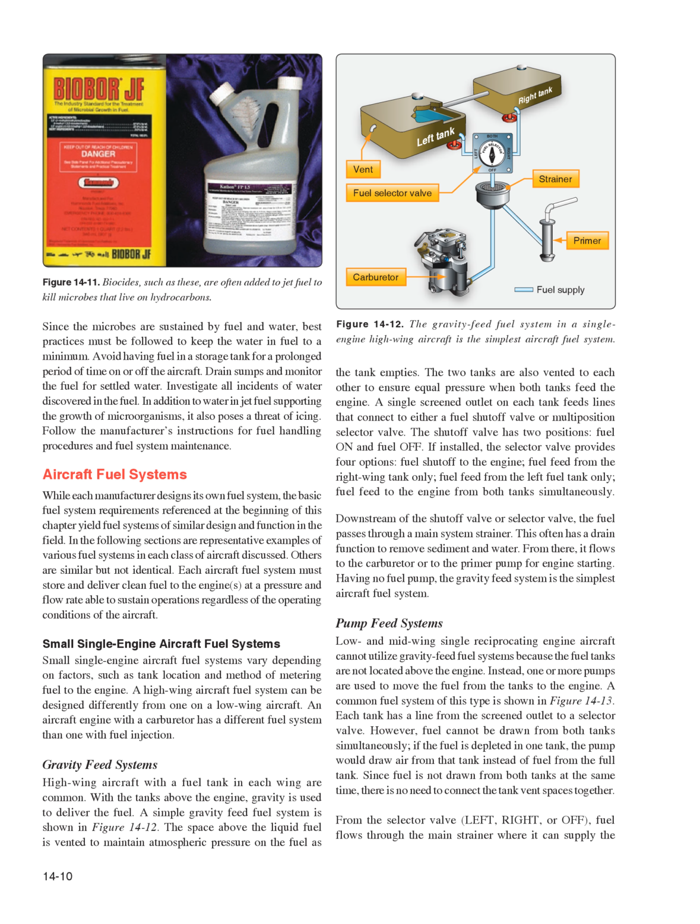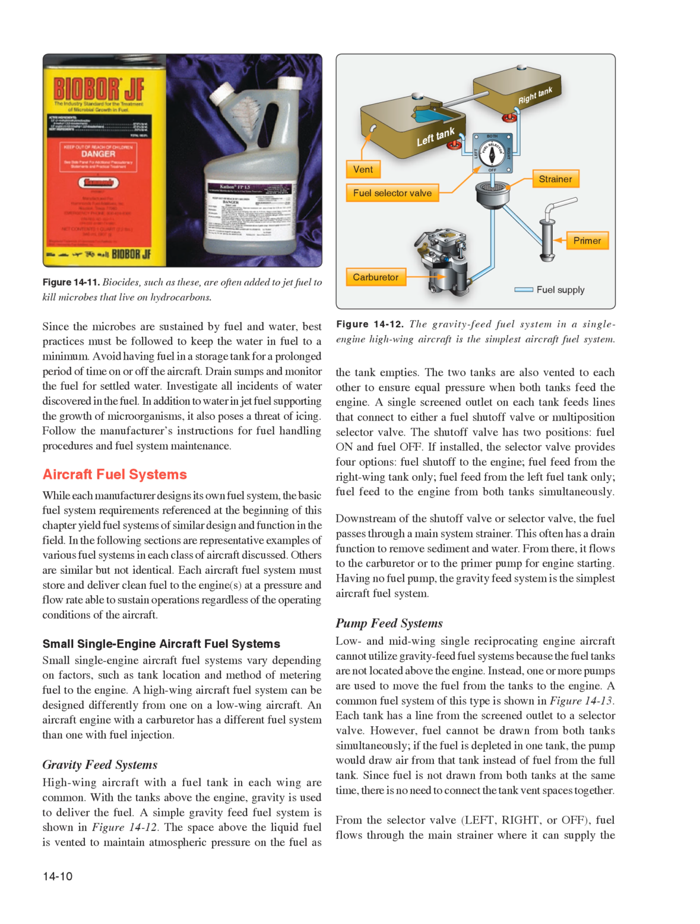Small single-engine aircraft fuel systems. Small single-engine aircraft fuel systems vary depending on factors, such as tank location and method of metering fuel to the engine. A high-wing aircraft fuel system can be designed differently from one on a low-wing aircraft. An aircraft engine with a carburetor has a different fuel system than one with fuel injection.